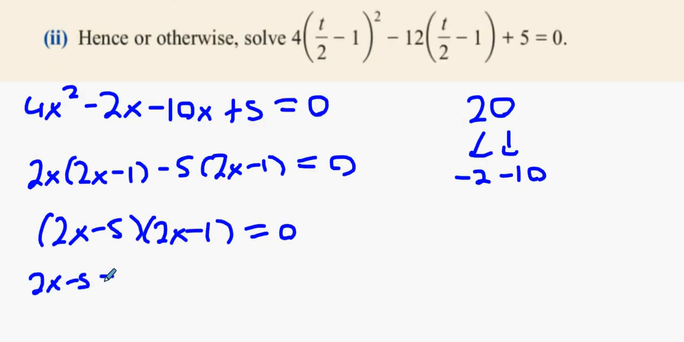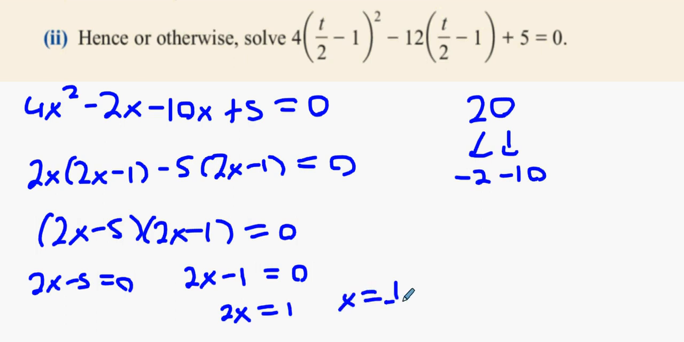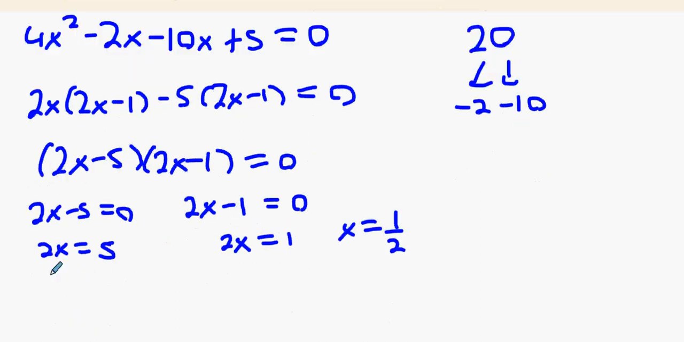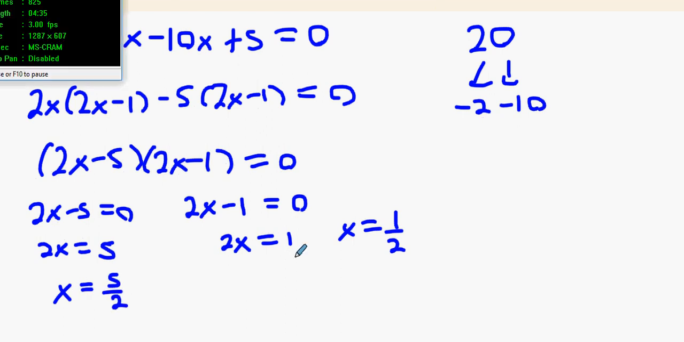2x minus 5 equals 0. 2x minus 1 equals 0. 2x equals 1, x equals 1 over 2. 2x equals 5, x equals 5 over 2.